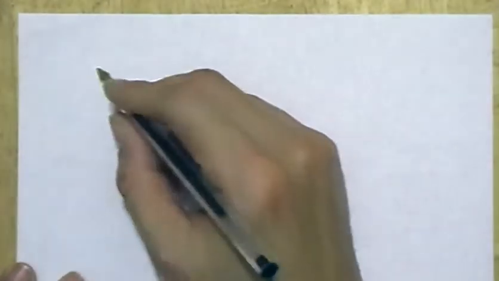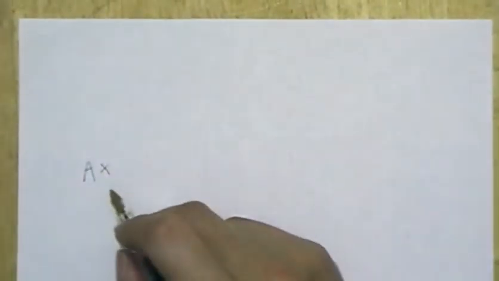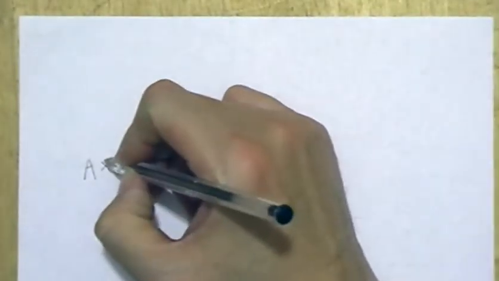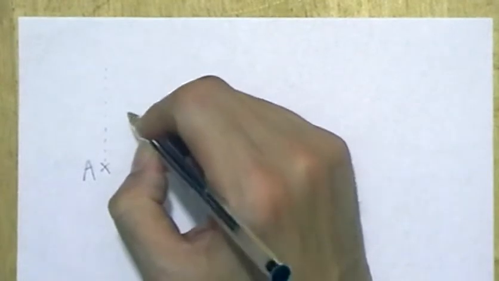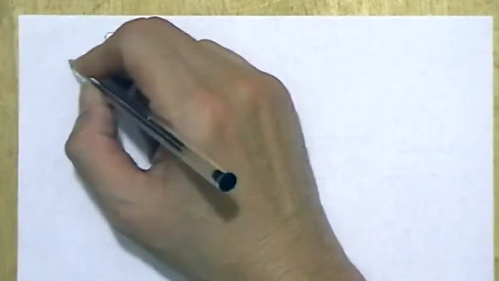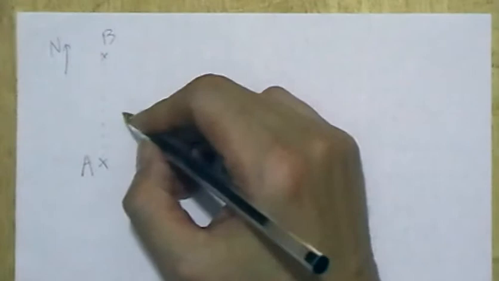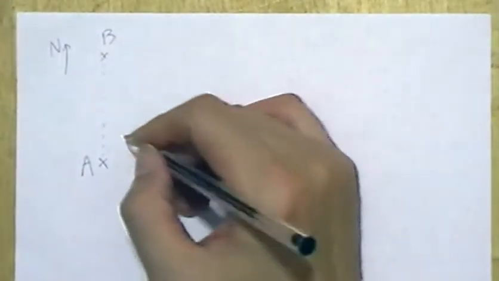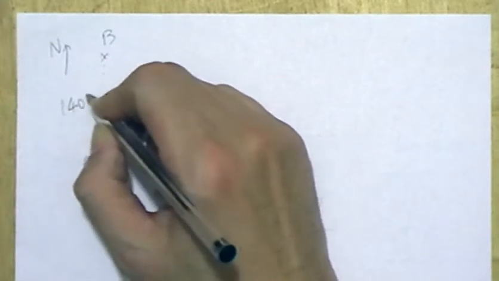Right, I'll look at another example on bearing. Let's start from, suppose that there is a point A. Now there is a bird at this point, and this bird wants to fly to another point B, which is to the north of A. And B is a long way away. B is 140 kilometers to the north of A.